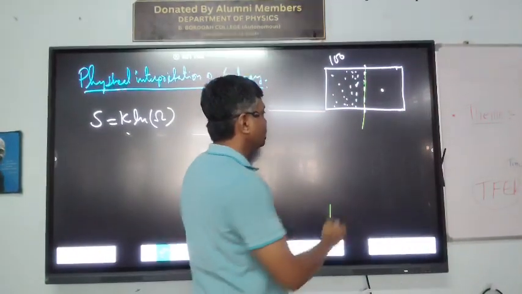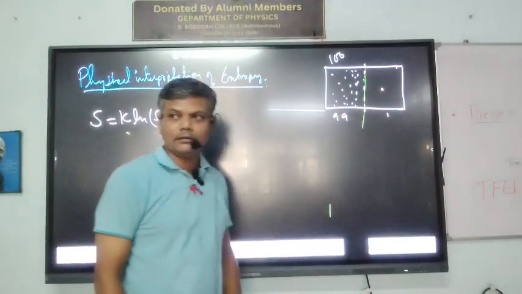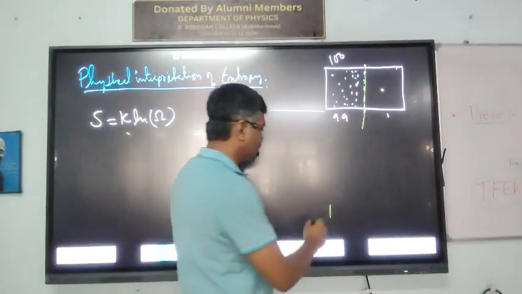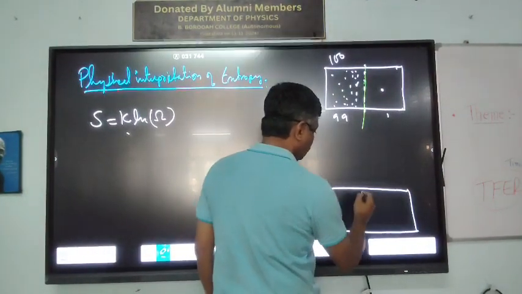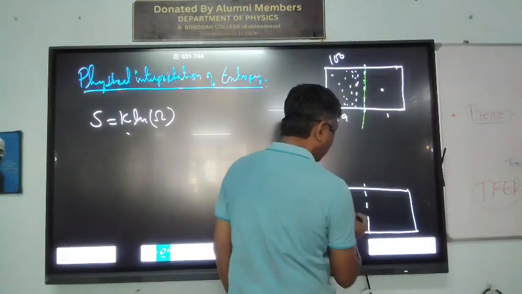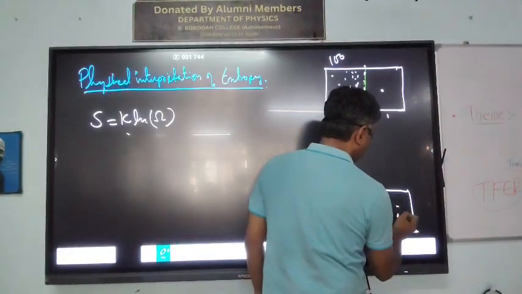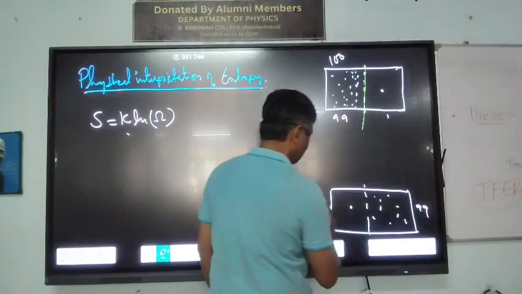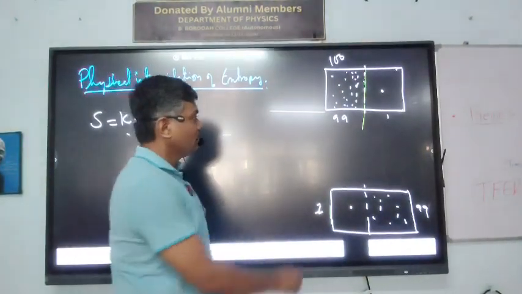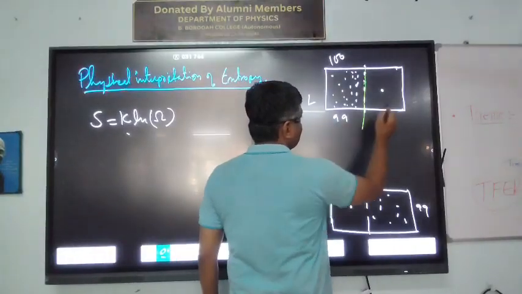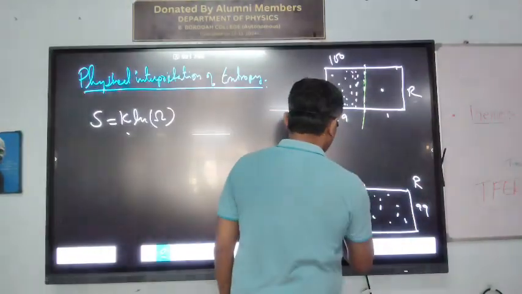So how many molecules do we have now? We have 99 here, 1 here. There is another state I will consider. I will take one molecule here and all these 99 molecules on this side. Let me call this the left side and this the right side.